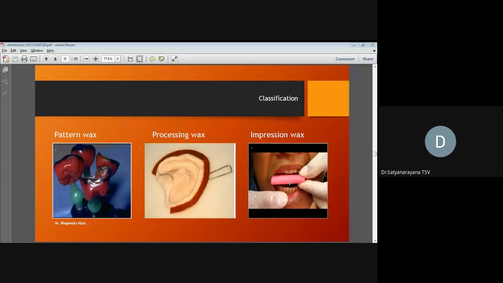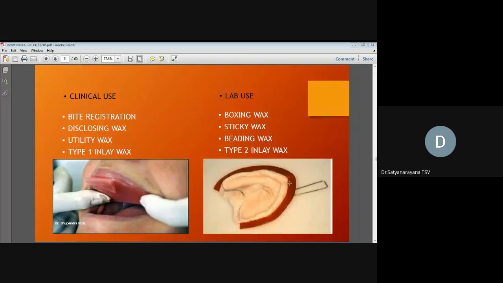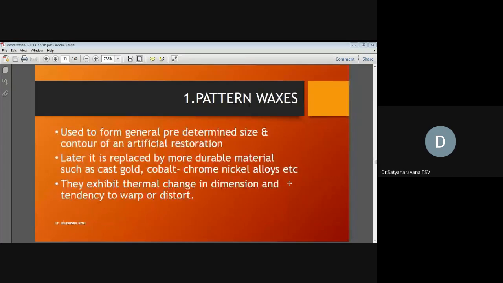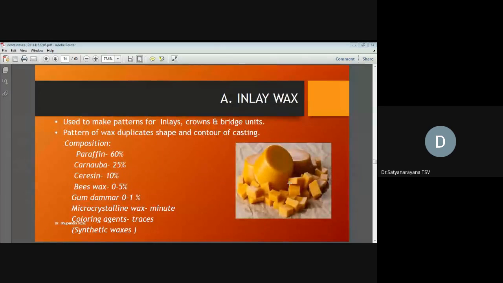Pattern wax, look, there are crown shapes. In the crown shape you can see the occlusal morphology and all that. So they are different crowns. Those are usually used for FPDs. Those are called pattern wax. Don't get confused. Pattern wax is different. Paraffin wax is different.